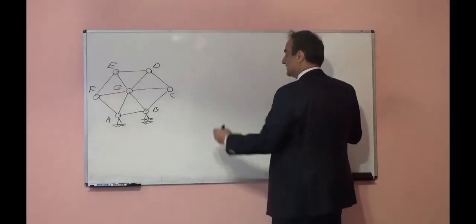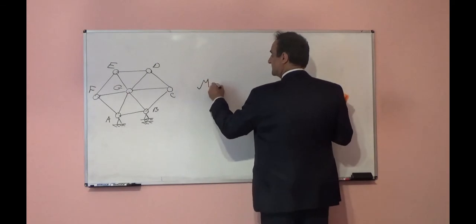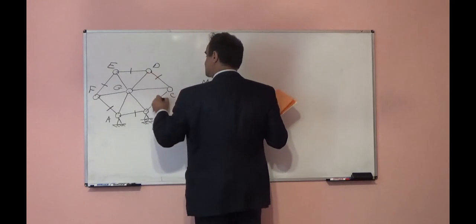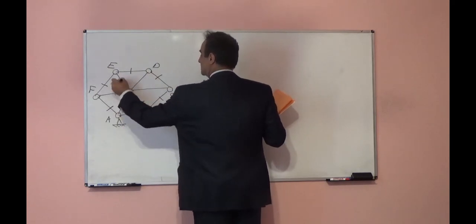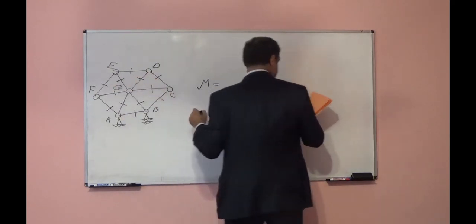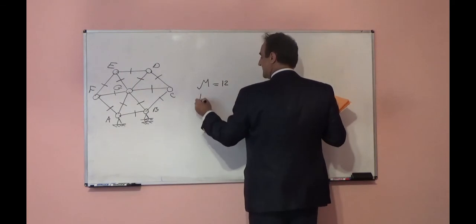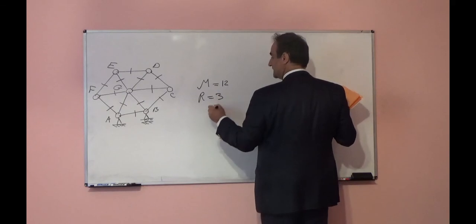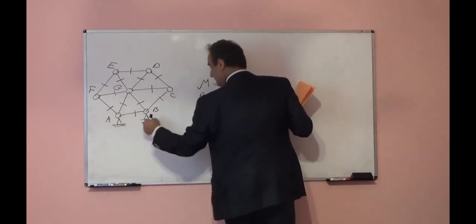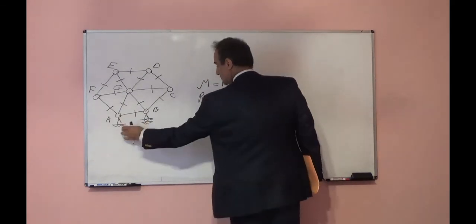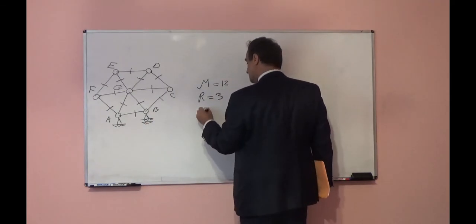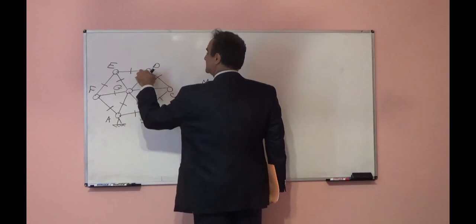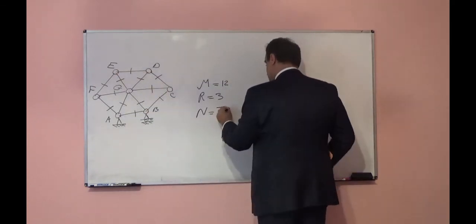Okay. Let's look at the number of members. 1, 2, 3, 4, 5, 6, 7, 8, 9, 10, 11, 12. Number of reactions. 3 here, 1 here, it will be 3. Sorry, 2 here, 1 here, it will be 3. 2 reactions, 1 reaction, 3. Number of nodes. 1, 2, 3, 4, 5, 6, 7.